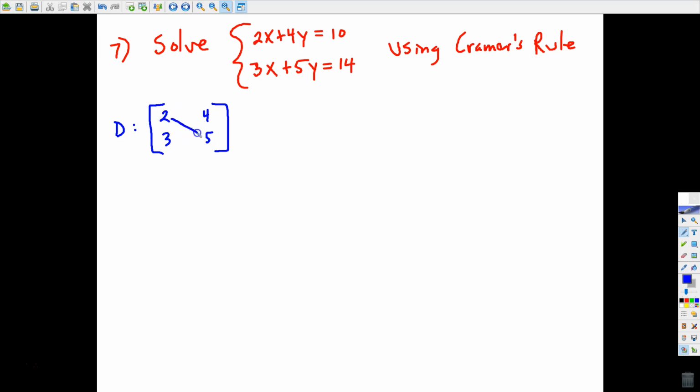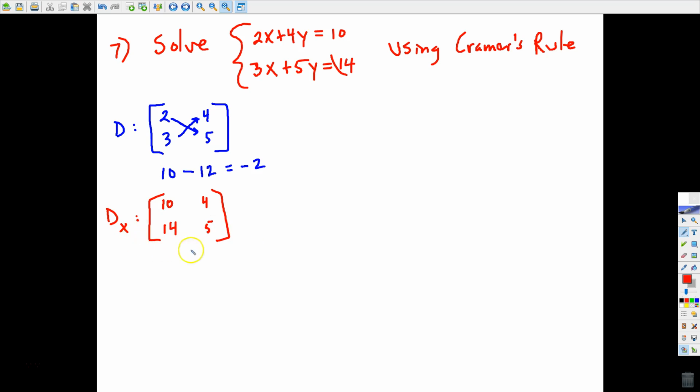You always start this way, 2 times 5, which is 10, minus, then go this way, 3 times 4, which is 12. So the determinant of what we would call the coefficient matrix is negative 2. Then we're going to do a matrix called D sub x, and the reason we call it that is because we're now going to take these constants and replace the x coefficients with these constants. So in place of 2, 3, this first column, I'm going to put 10, 14. And I'm going to leave the y coefficients as they were.